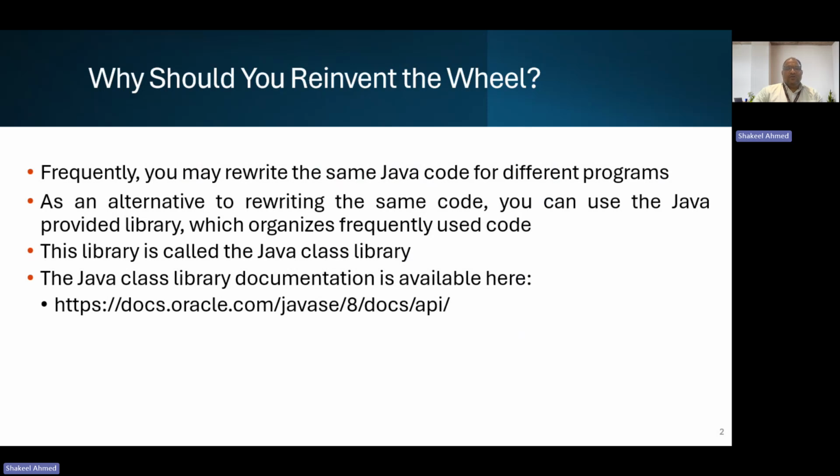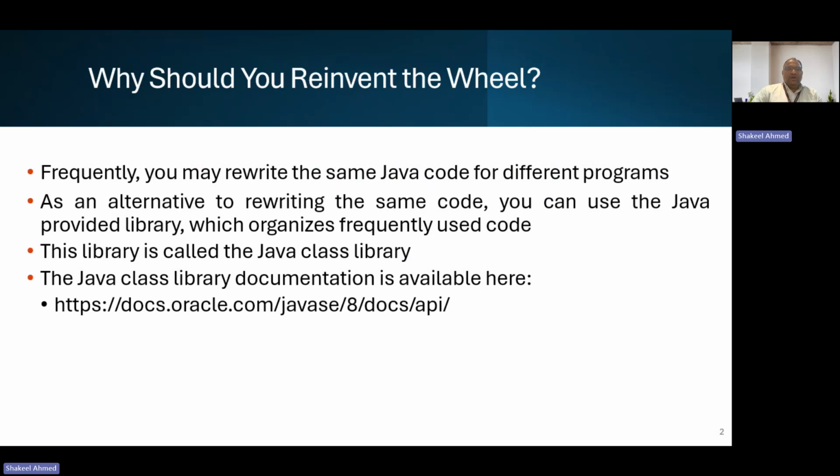So we have an alternative to rewriting the same code. You use the Java provided library, which organizes frequently used codes. There are many such codes which are written as a Java part of the API programs as a package. You can use them in your program, and you can organize your code in a way that it becomes very easy for the application to use something which is already built in.